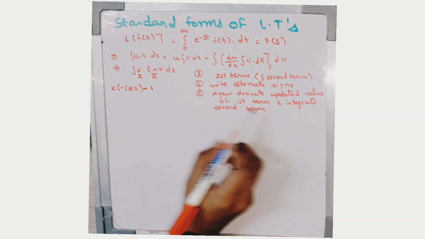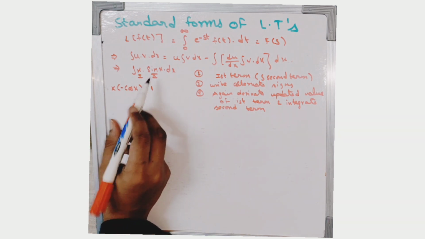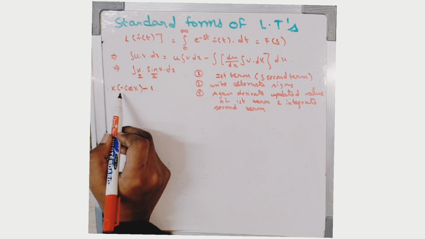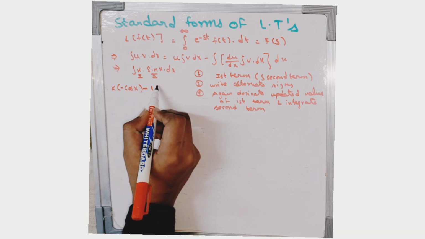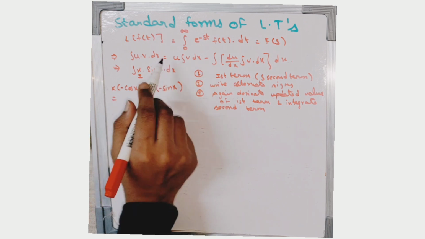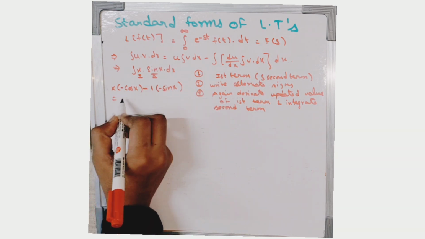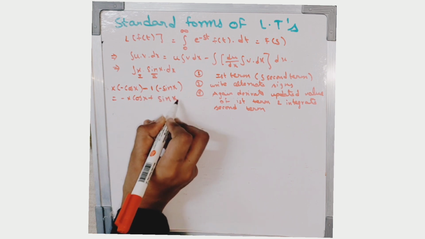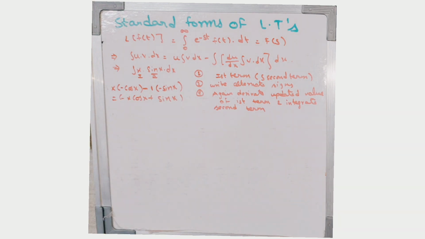With the updated value of the second term: the second term is sin x and its updated value is minus cos x, so the integral of minus cos x is minus sin x. So this is simple, right? Instead of remembering the whole thing, the answer is minus x cos x plus sin x. If you want, you can follow this formula or you can follow this trick. Now let's start with the standard forms of Laplace transform.